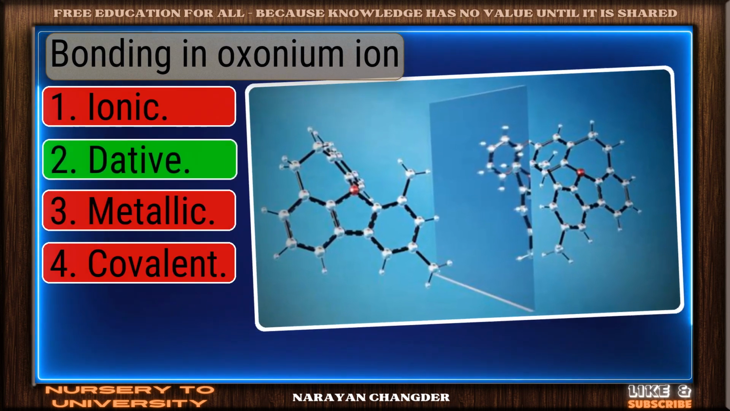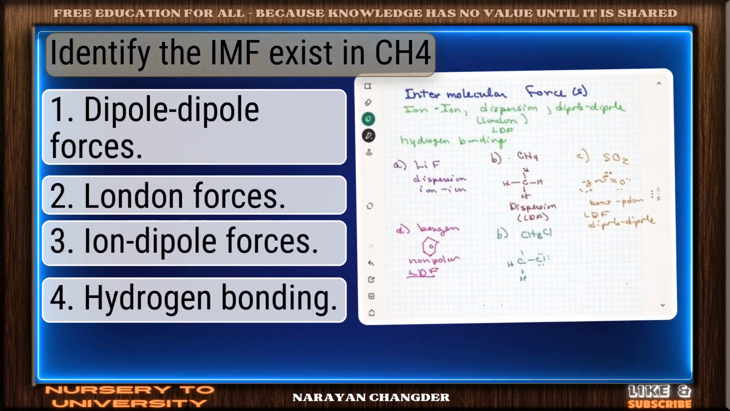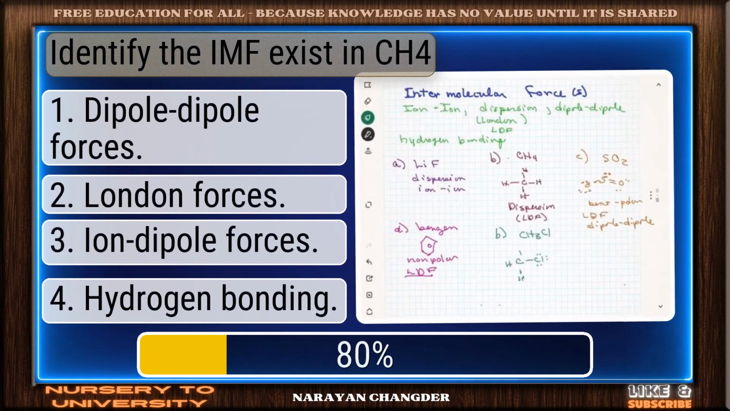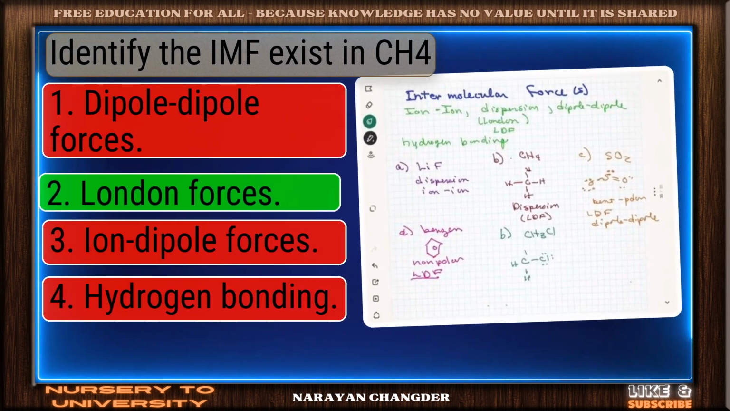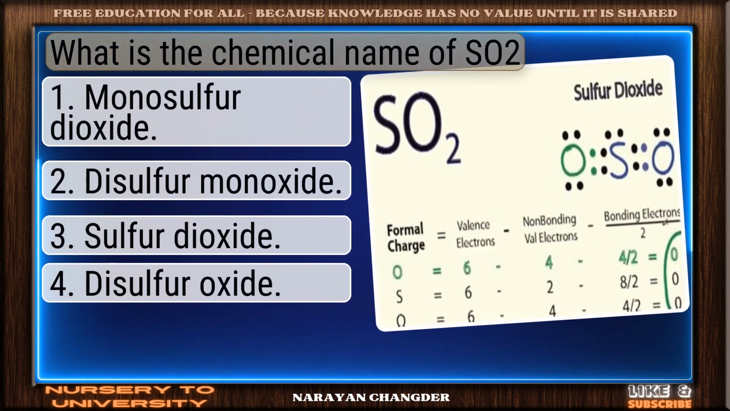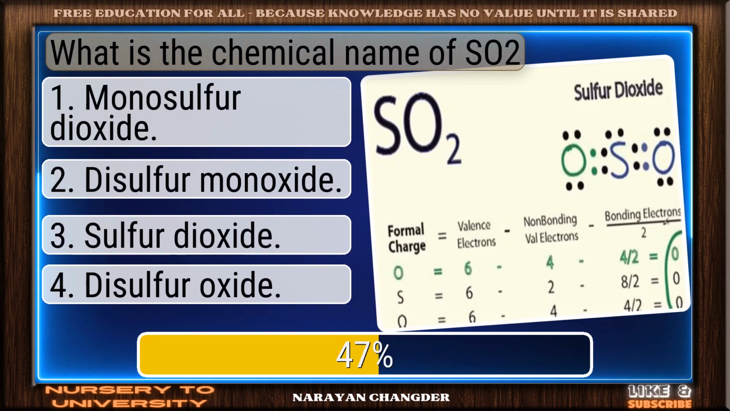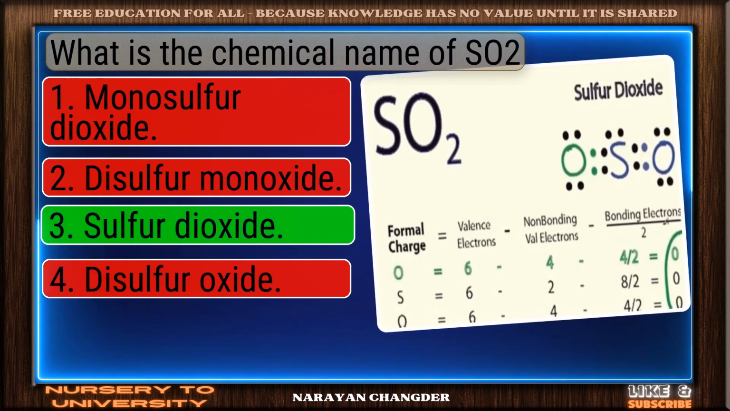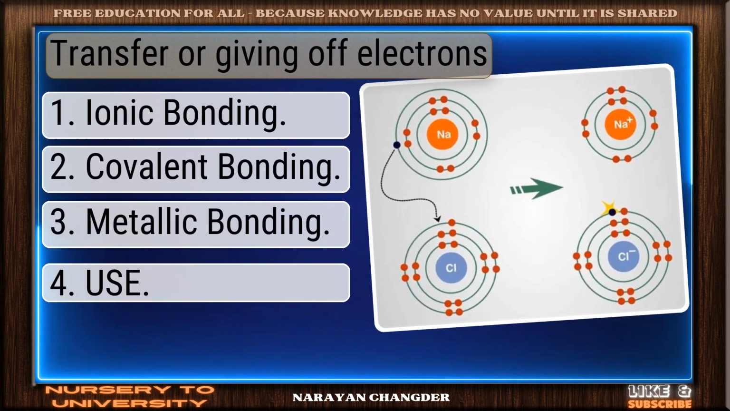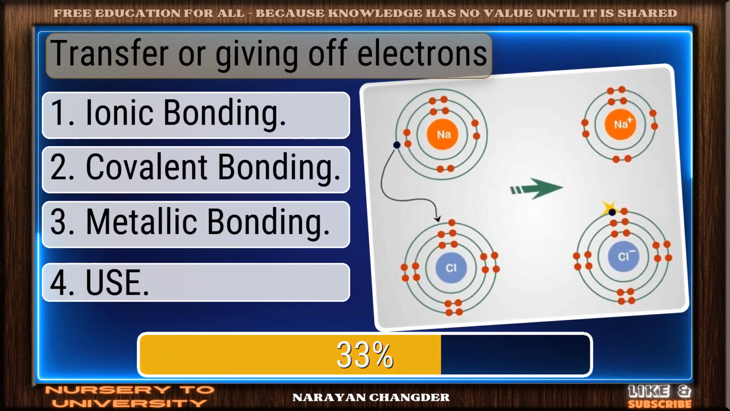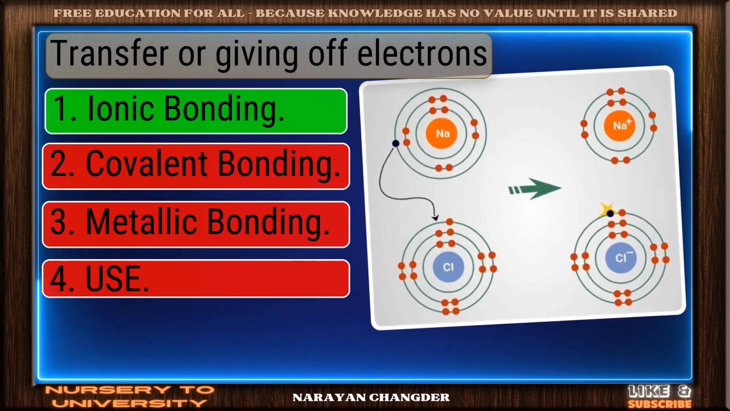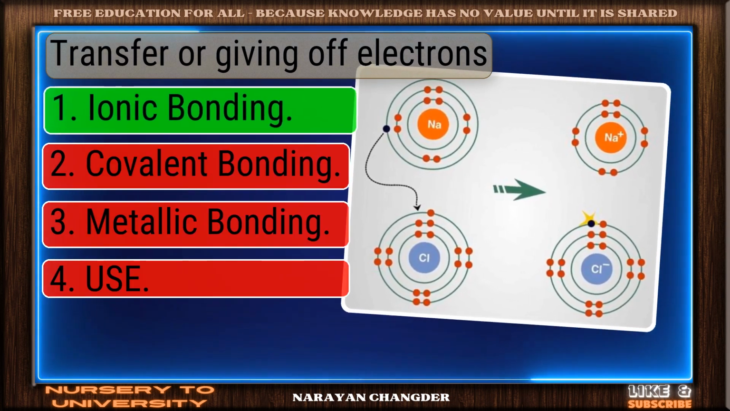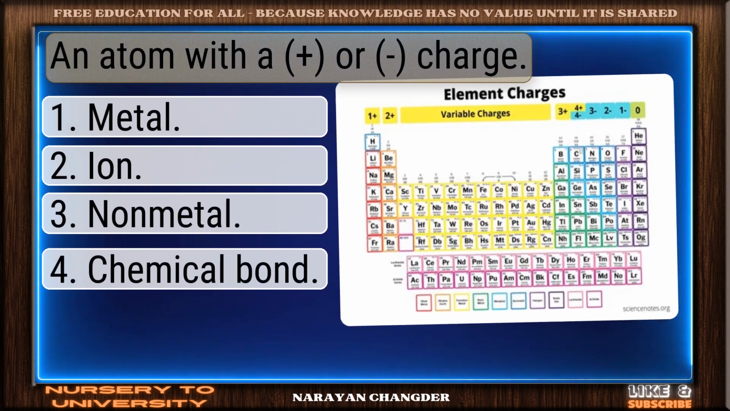Yes, dative is right. Identify the INF existence 4. Right choice, London forces. What is the chemical name of SO2? Right, sulfur dioxide. Transfer or giving off electrons.